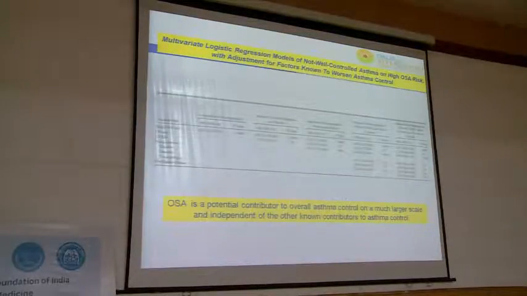In the multivariate stepwise logistic regression for uncontrolled asthma, adjusted for demographics, GERD, nasal obstruction, and psychiatric disorder, the odds ratio for high risk of obstructive sleep apnea was 2.85 for uncontrolled asthma. What does this mean? What do I mean when I say this? This means that obstructive sleep apnea is a potential contributor to overall asthma control on a much larger scale and independent of other known contributors to asthma control.